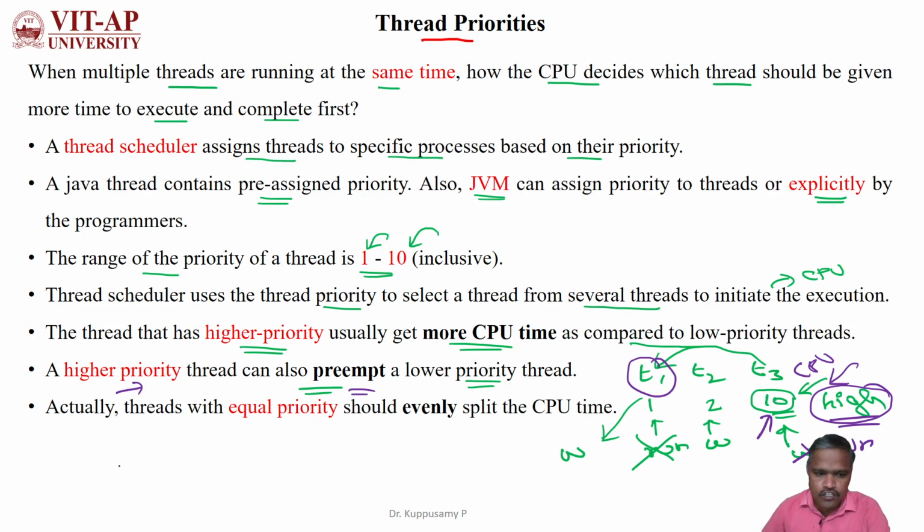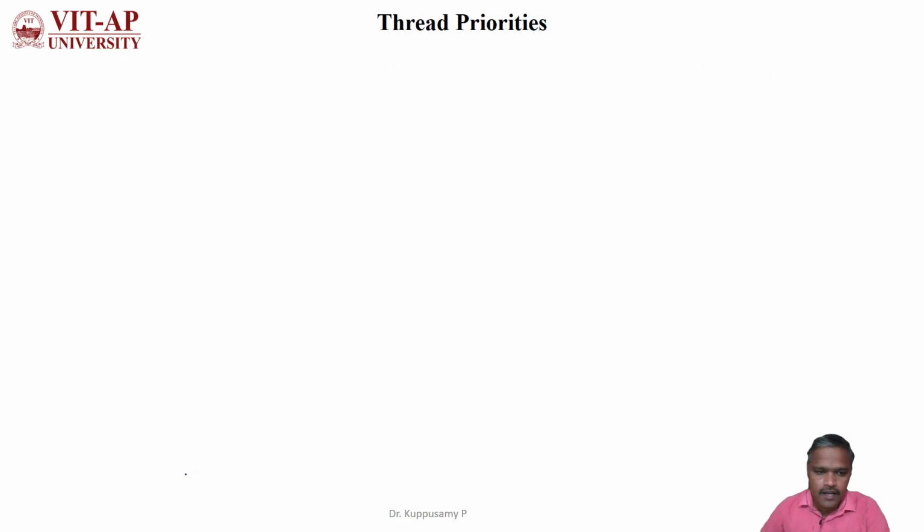Also assume that T1 and T2 have equal priority, like 3 and 3. Then the CPU will allocate the time equally. Look at that, if the CPU has 10 minutes of time, then 5 minutes will be allocated to T1 and 5 minutes to T2, because both have equal priority. So the CPU time will be evenly split among all the threads if all have equal priority.